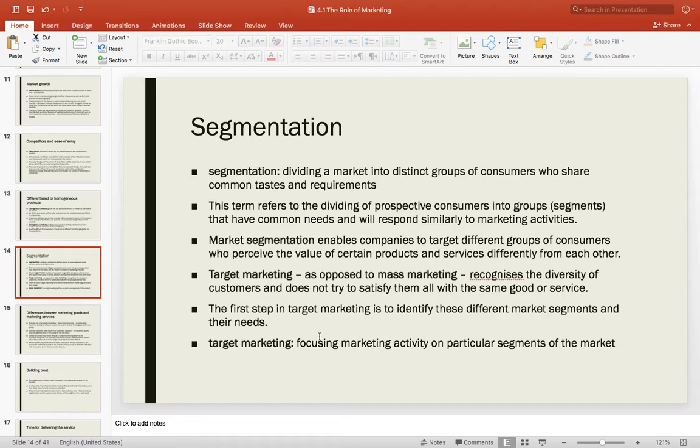So basically what segmentation means is just grouping people into different groups. Those members in those groups are actually similar to each other. They have similar taste, common taste, common requirements. This is what we call segmentation.